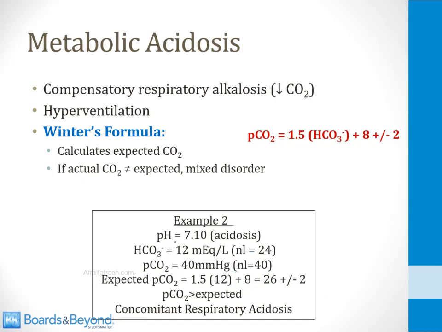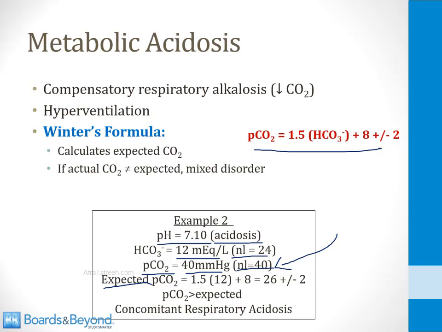Here's another example. A pH is 7.10. That's a low pH, so this patient has an acidosis. The bicarbonate level is 12, which is reduced. Normal is 24, so this patient has a metabolic acidosis. The carbon dioxide level is 40, which is normal, so right away you know something's wrong. You should never have a normal carbon dioxide level in the setting of a metabolic acidosis, but that's what this patient has. So now we're going to use Winter's formula and determine the expected carbon dioxide level.